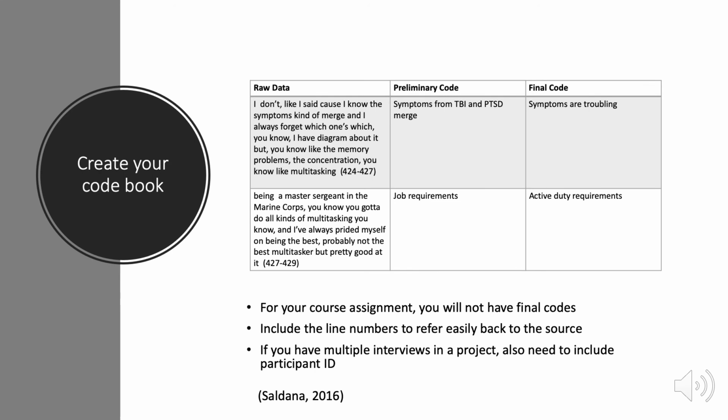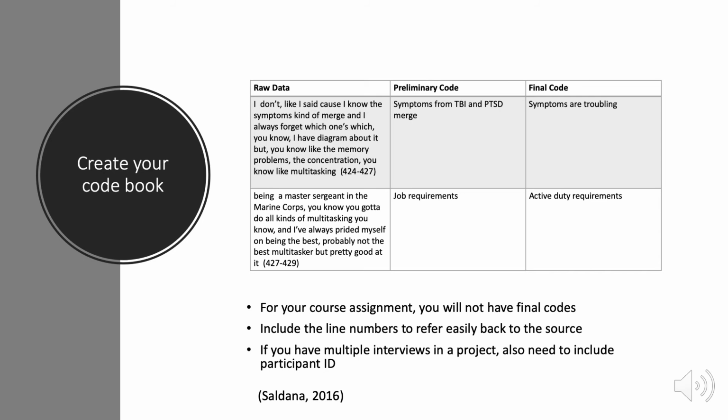So once you've done that initial coding, you need to create a code book. And for this assignment, I'd like you to use the format that's in the Saldana text. So you'll create a table. You can do this either in Word or Excel. And you'll put the raw data in the first column. So that's the exact quote, the chunk of text.